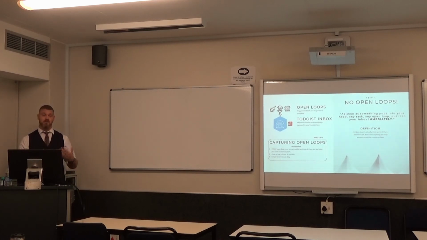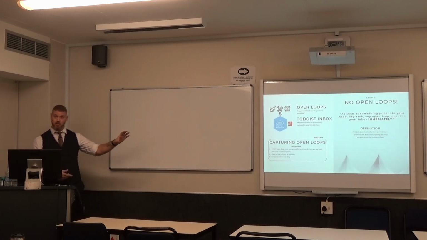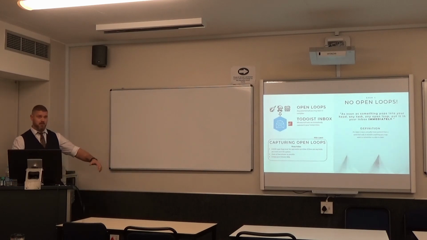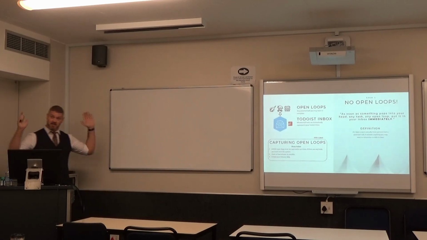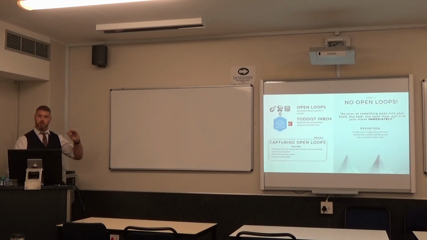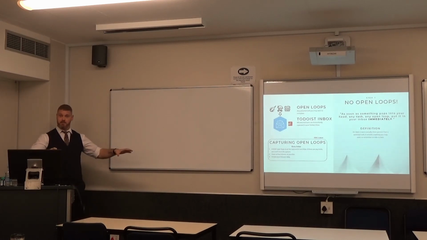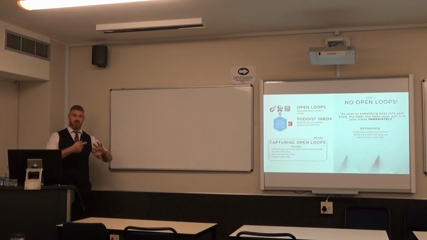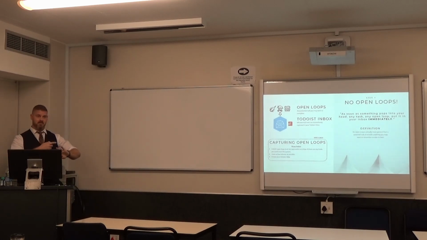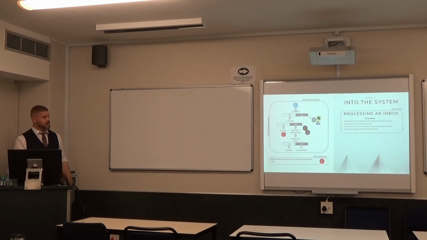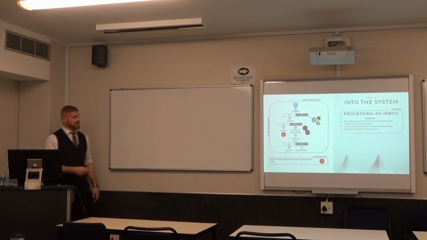Right? So now we're going to move to step 2, which is processing open loops. At the end of this step, my Todoist inbox has a ton of stuff in it. A whole bunch of tasks. Now I want to take those tasks and push them into my system. My system is PARA: projects, areas, resources, and archives. That's step 2, from the inbox into the system. I'm going to talk about it at the left here.